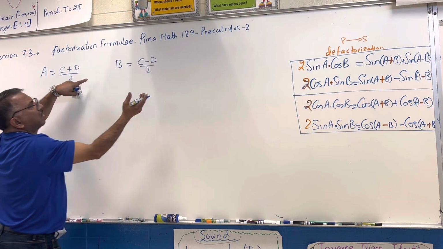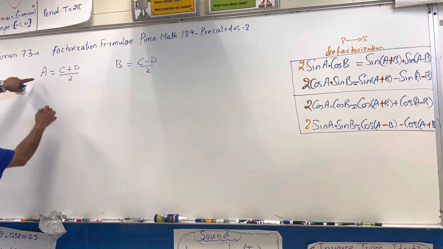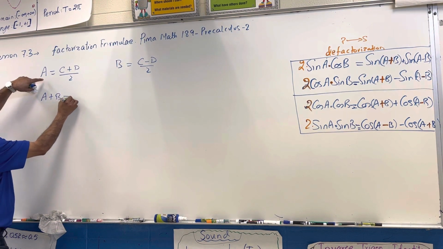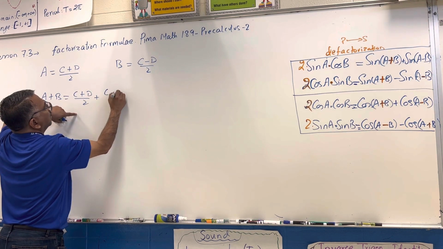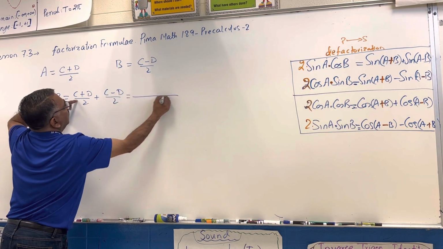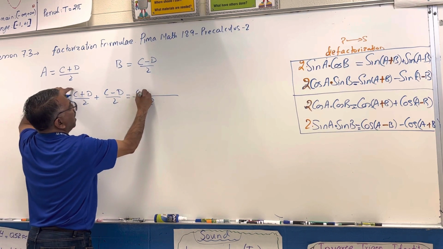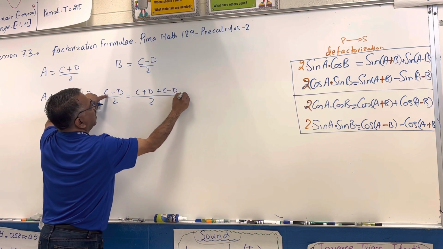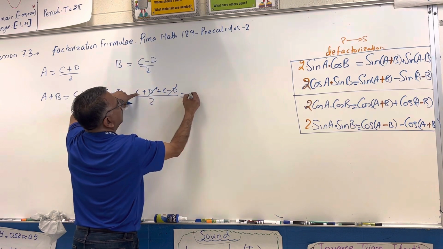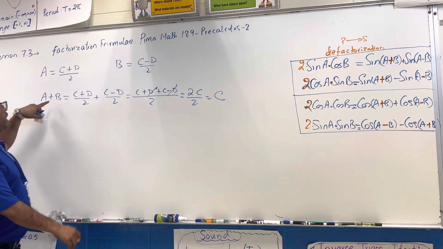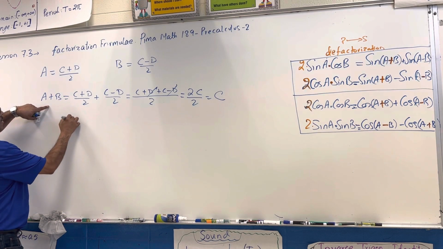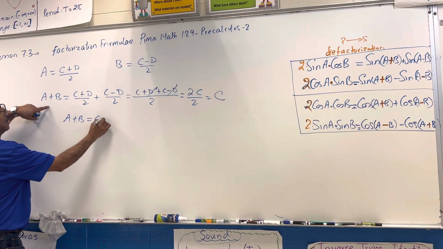Now you realize the reason. A plus B is (C plus D) divided by 2, and you add (C minus D) divided by 2. The denominator is the same, so write the numerator exactly the same. The D goes away and you get 2C over 2, so A plus B is C.